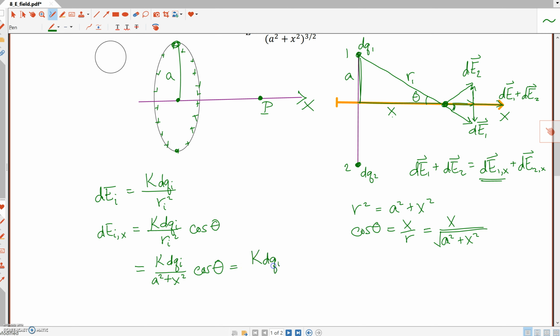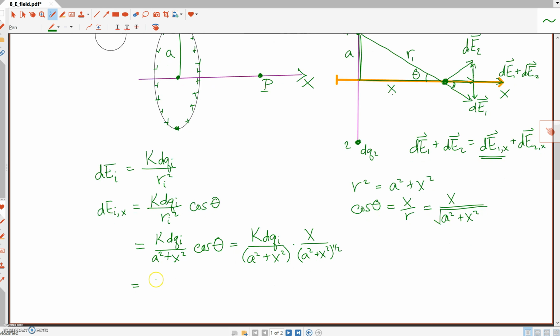K dQ sub i over A squared plus x squared times x over A squared plus x squared to the 1/2 power. Now, if I have some number square rooted times that number again, well, I can simplify that. This becomes kx dQ sub i over A squared plus x squared to the 3/2.